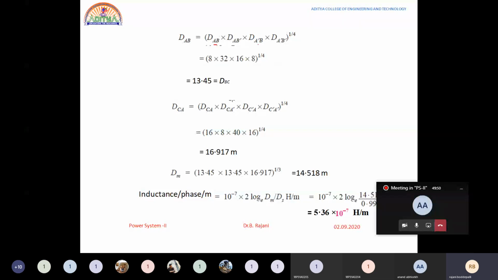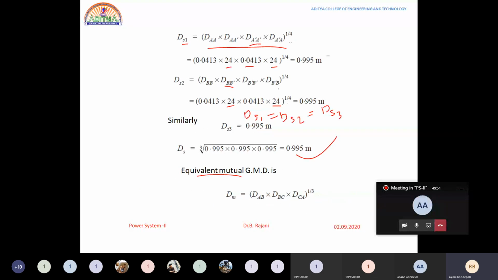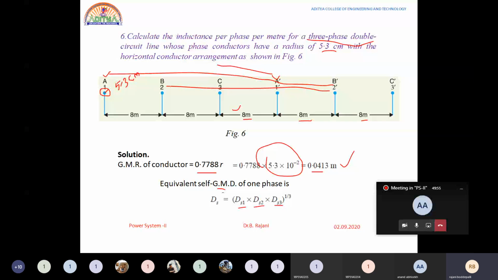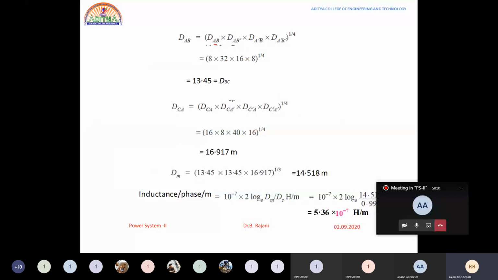Now we have A dash B. What is the distance from A dash to B? A dash to B is how much? 8 plus 8, which is 16. That value you have kept over here. Similarly, you have to see for the A dash B dash. That is the 8. In this way, you have to find the distances, so that you will be getting the answer.